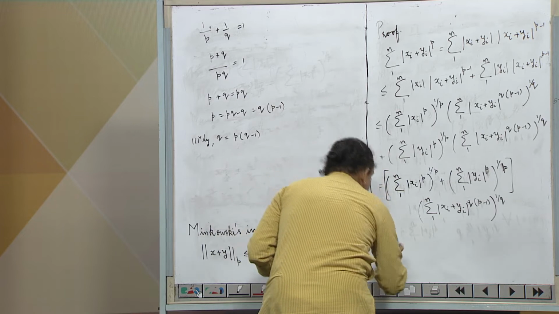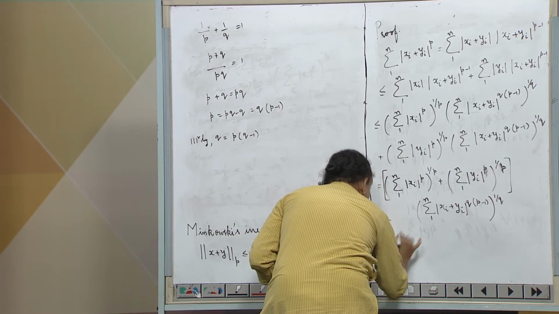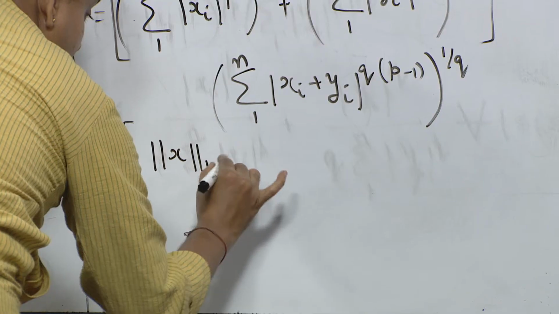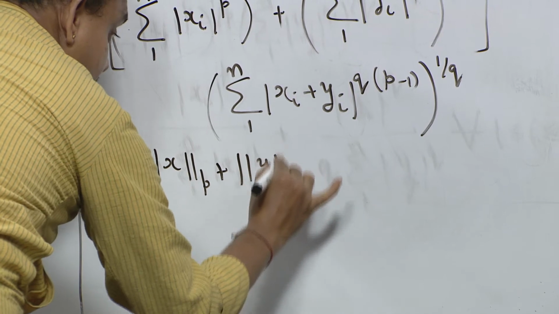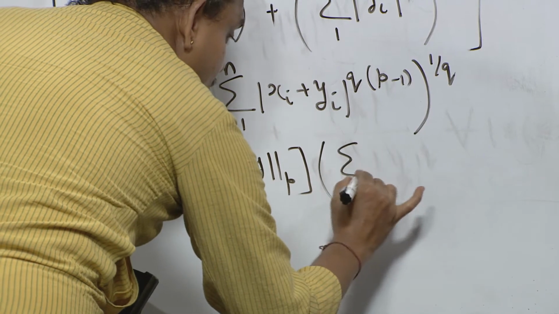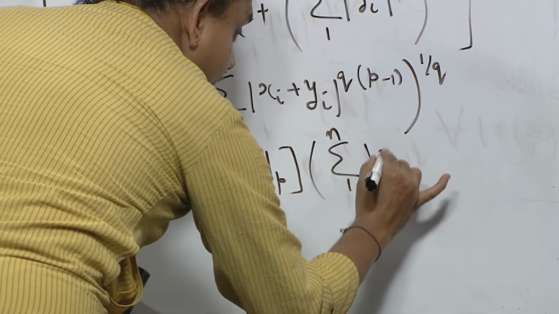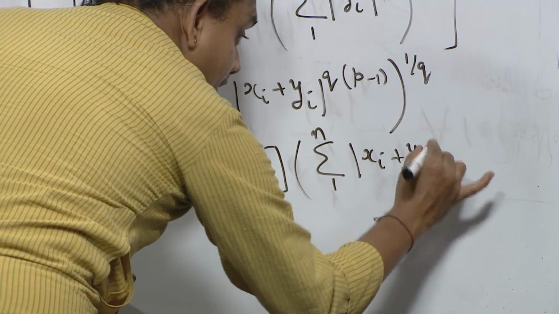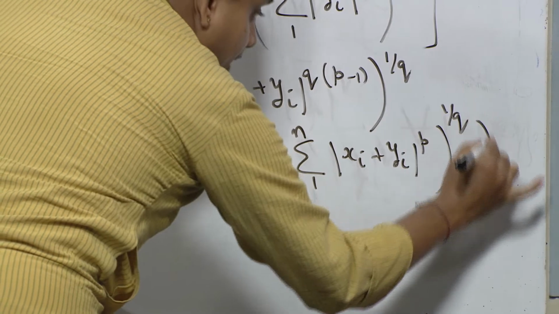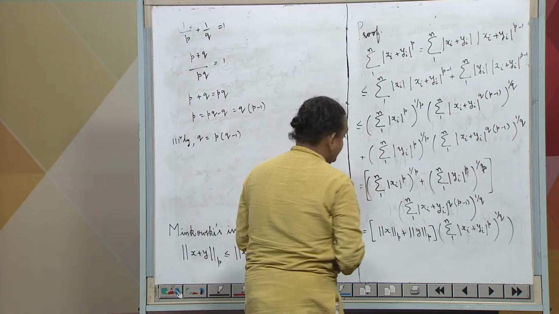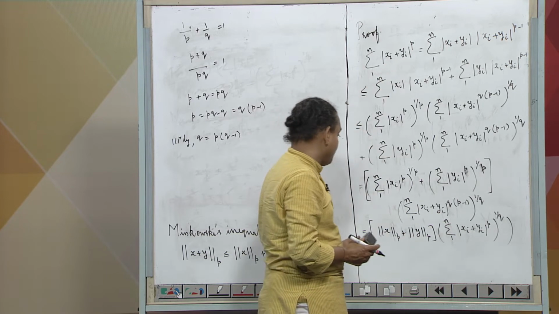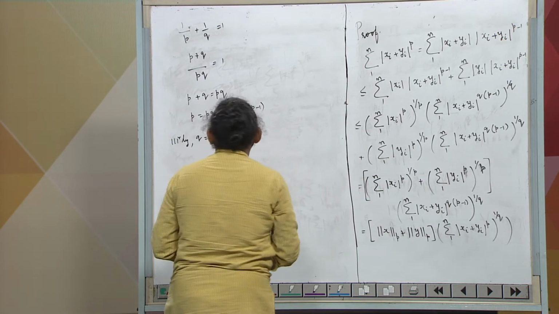Once you have this observation, then what you have here is the p norm of x plus p norm of y, times (summation 1 to n mod xi plus yi raised to the power p) whole raised to the power 1 by q. So, you have this. We started with summation 1 to n mod xi plus yi raised to the power p, and then we have an inequality. Let us write down.